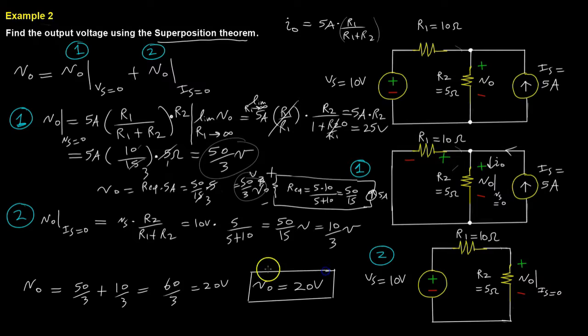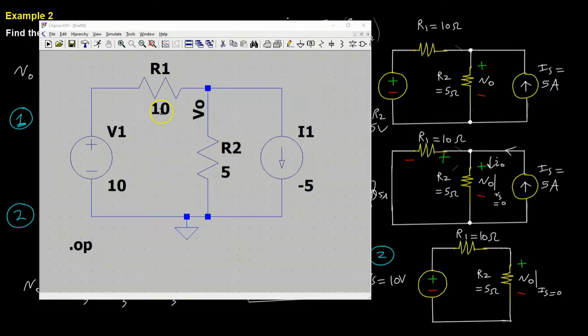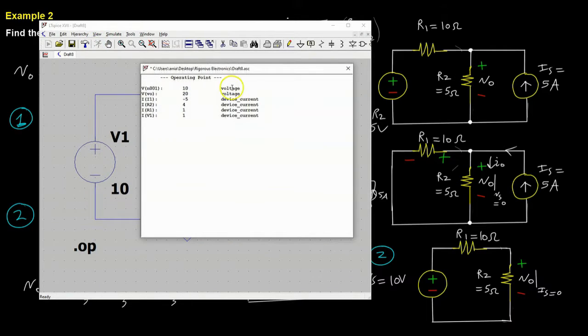Let's go ahead and verify this with LTspice. Okay, so you can see the circuit here, very simple circuit. I've labeled this node Vout and I'm running a simple DC operating point. I'm going to run it, look at Vout, and I see 20 volts as expected.